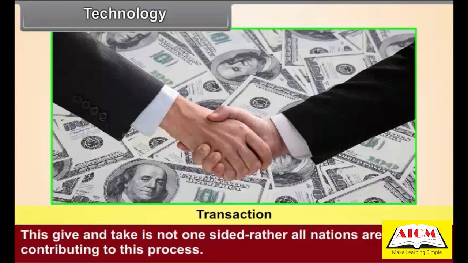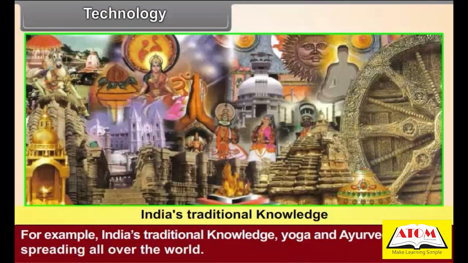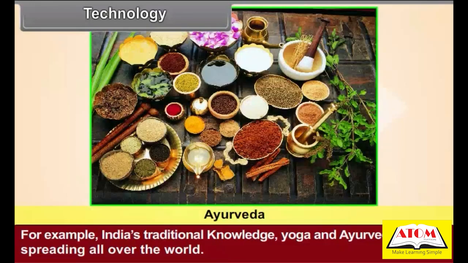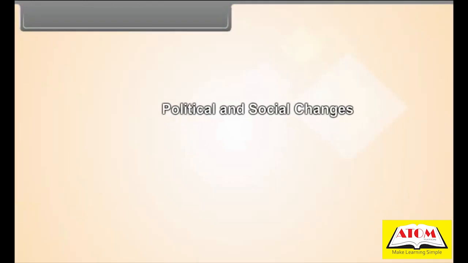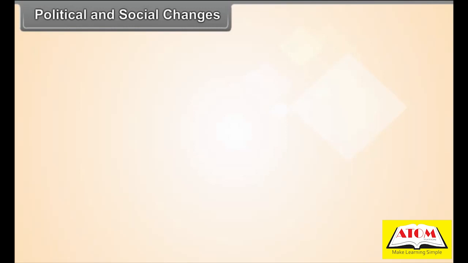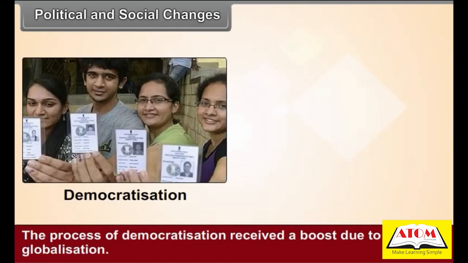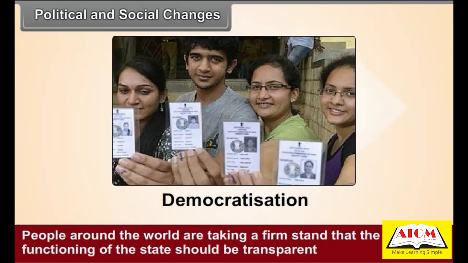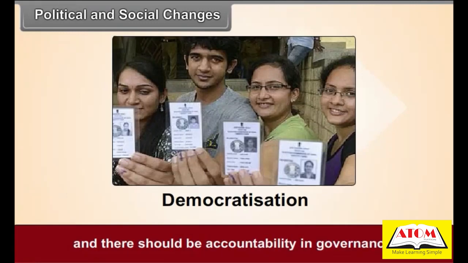This give and take is not one-sided. Rather, all nations are contributing to this process. For example, India's traditional knowledge, Yoga and Ayurveda are spreading all over the world. Political and social changes. The process of democratization received a boost due to globalization. People around the world are taking a firm stand that the functioning of the state should be transparent and there should be accountability in governance.